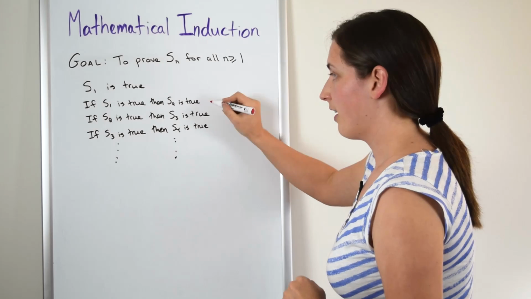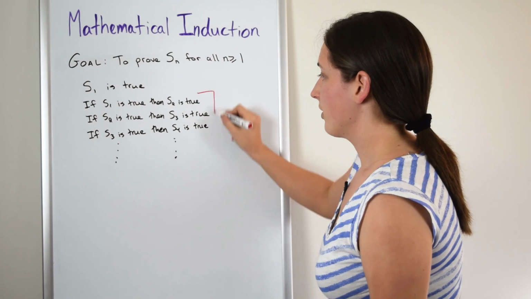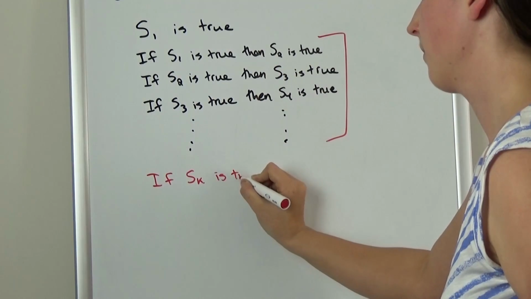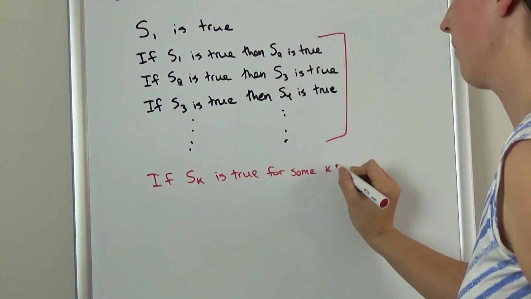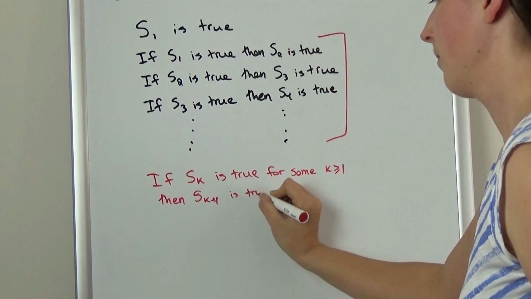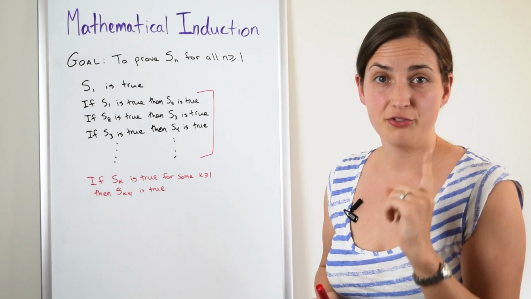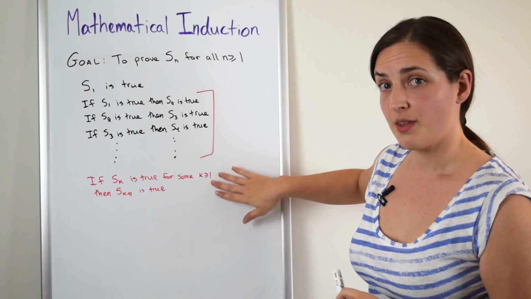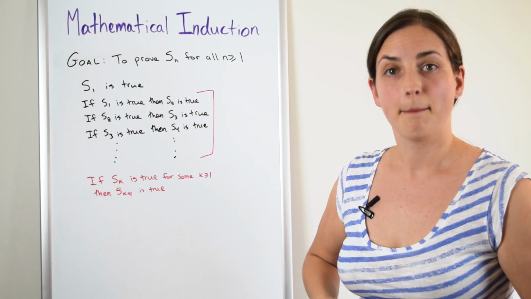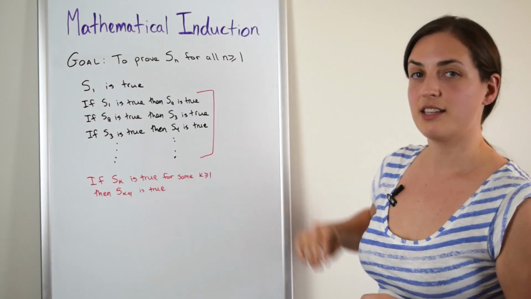So instead of doing this many times, in fact, we'd have to keep on going to infinity, what we're going to do is replace this entire block by a single statement. If Sk is true for some k bigger than or equal to 1, then Sk plus 1 is true. Isn't that great? I can do this once. If I prove to you this statement in red, if Sk is true for some k, then Sk plus 1 must be true. What you get from that one statement is all of these statements.